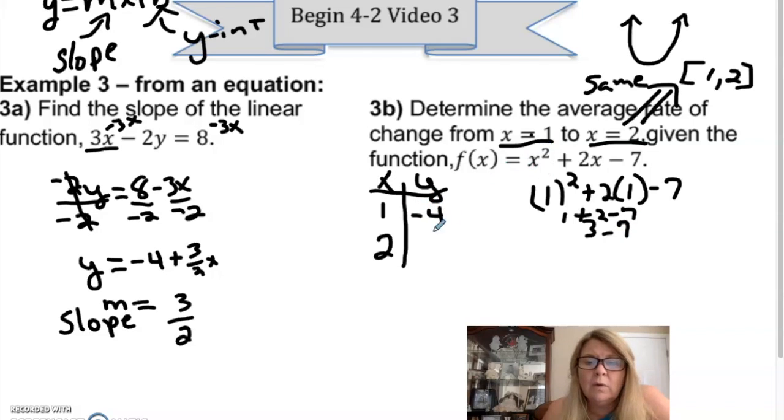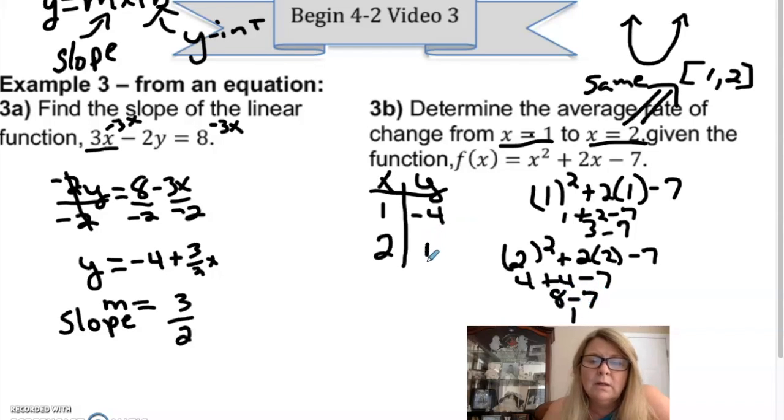And over here, we're going to plug in a 2. 2 squared plus 2 times 2 minus 7. So we've got 4 plus 4 minus 7, or 8 minus 7, which would be 1. Now we know our x values, now we know our y values. So you subtract your y's, y2 minus y1 over x2 minus x1.